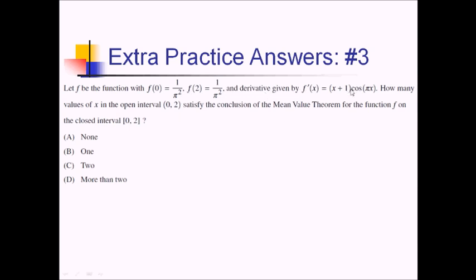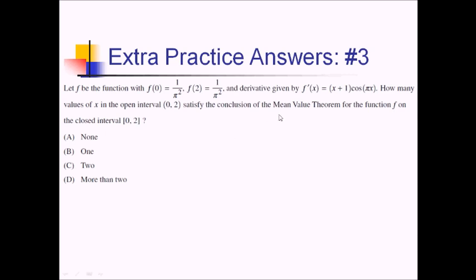And our derivative is this function right here. Based off of this, how many values on the interval from 0 to 2 satisfy the conclusion of the mean value theorem for the function on the closed interval from 0 to 2? All right. So first off, if we're asking how many places does the MVT get satisfied, well, maybe we should ask if the mean value theorem even applies at all.